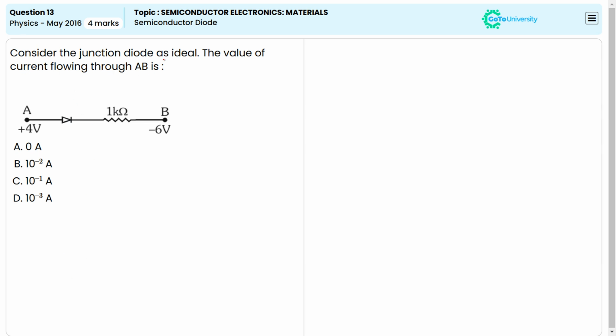Consider the junction diode as ideal. That means this diode is an ideal diode. The value of current flowing through AB is what? What is the current flow through AB? We need to find that here.